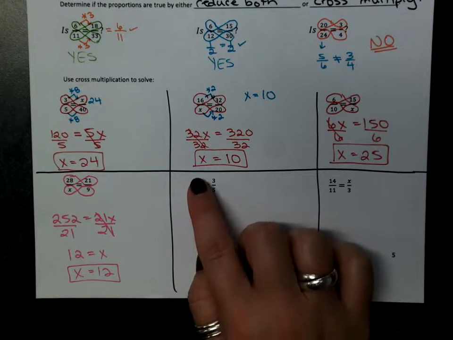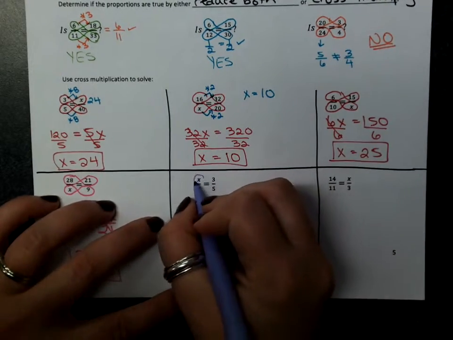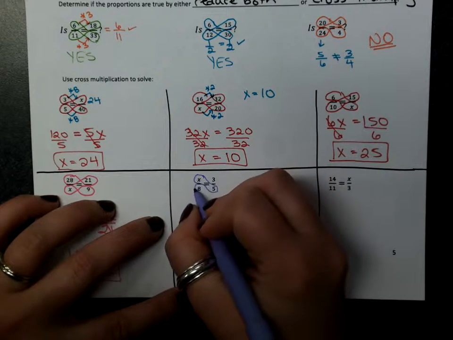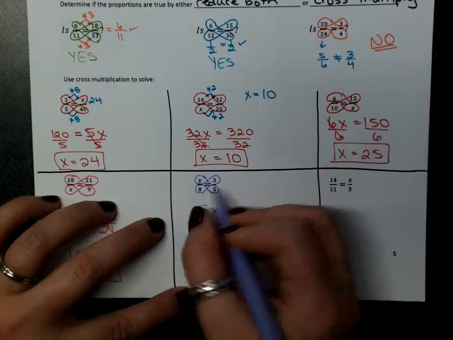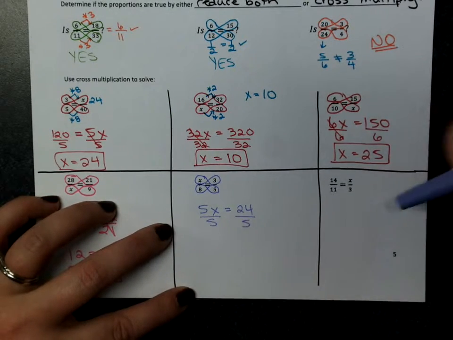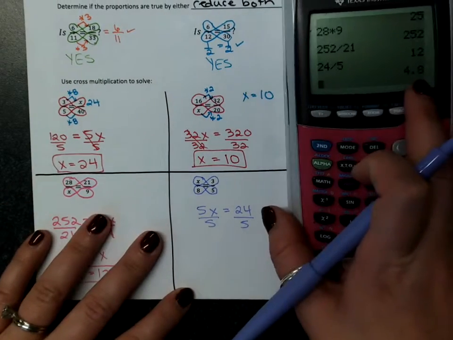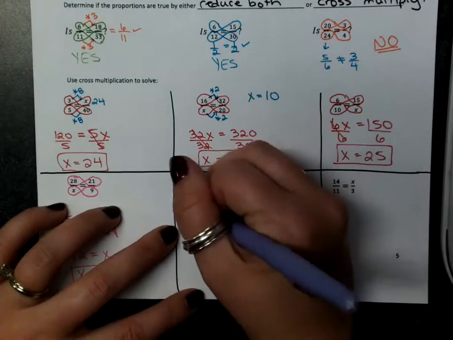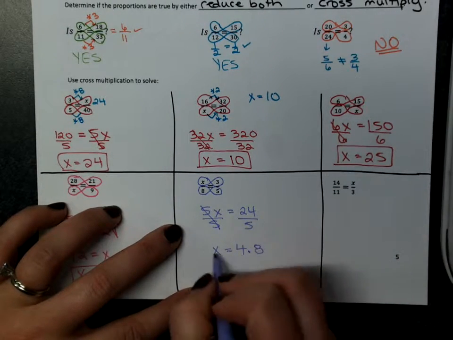The next one, x over 8 equals 3 over 5. We're going to cross multiply here, cross multiply here. 5x equals 8 times 3, which is 24. Divide by 5. This will not work out to a pretty answer, but that's okay. It's just got a decimal, 4.8. So x equals 4.8.